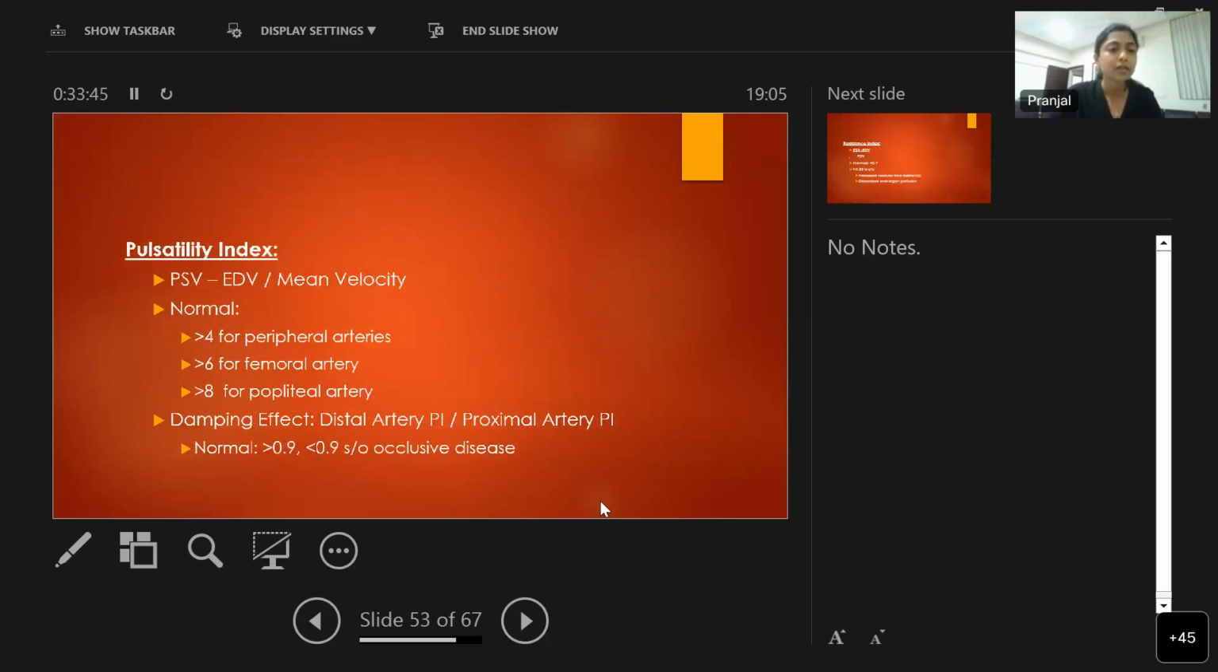Pulsatility index is a ratio: peak systolic velocity minus end diastolic velocity divided by the mean velocity. Normally it is more than 4 for peripheral arteries, more than 6 for femoral, and more than 8 for popliteal arteries. Damping effect is distal artery pulsatility index divided by the proximal artery pulsatility index. While normal is more than 0.9, a ratio of less than 0.9 is suggestive of an occlusive disease.